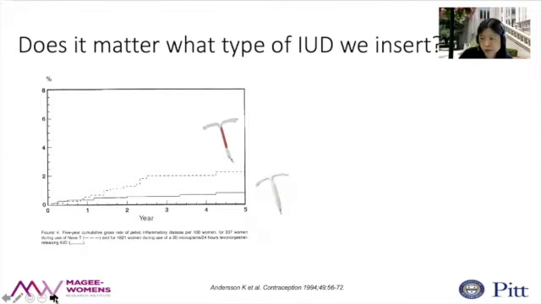Next slide. So does it matter what type of IUD we insert in terms of risk of PID, a copper IUD or a levonorgestrel releasing IUD? Since levonorgestrel releasing IUDs thicken cervical mucus, they're thought to potentially have a decreased risk of PID compared to copper IUDs.